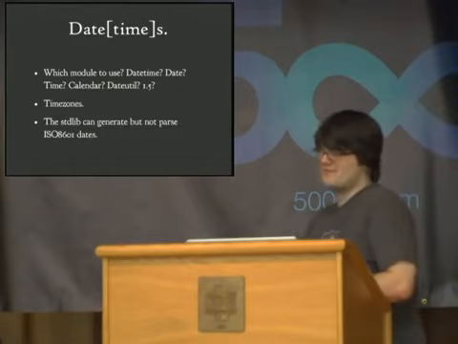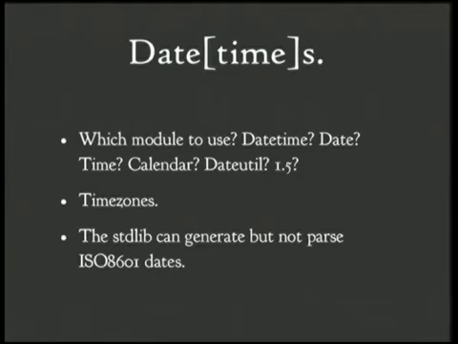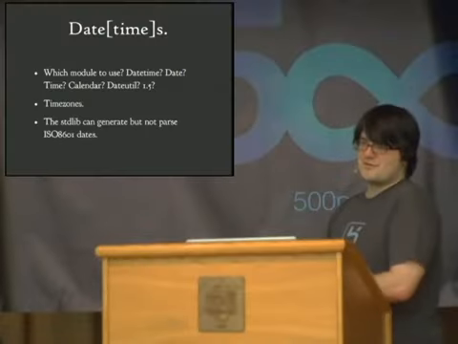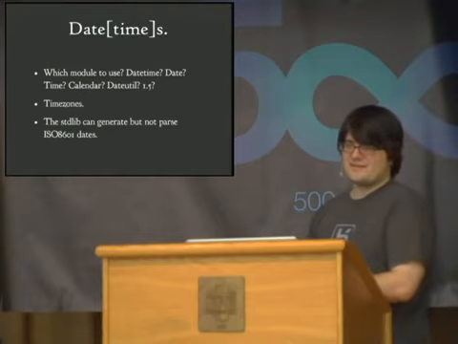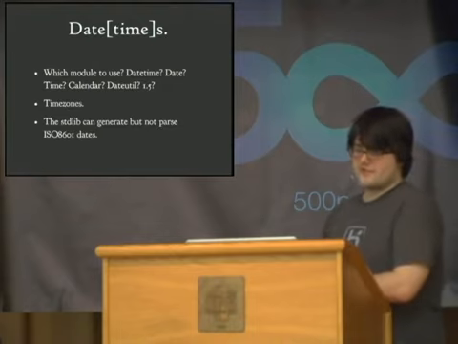Some other issues that come up a lot is the date times issue. Which module do you use? There's datetime, calendar, dateutil. If you just do pip install dateutil in Python 2.7, when you import it, it will just fail. It's because it's actually the Python 3 version, so you have to be very explicit and specify that you want the 1.5 release. And that causes a lot of problems for people. Time zones, I'm not going to get into that, but I'm sure we've all felt that pain. Apparently, the standard lib can generate but not parse ISO 8601 dates, so that's kind of a big deal.